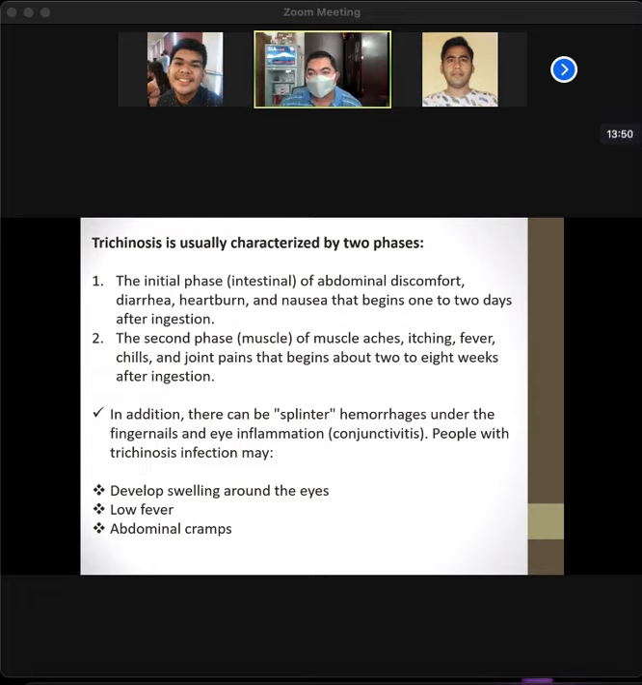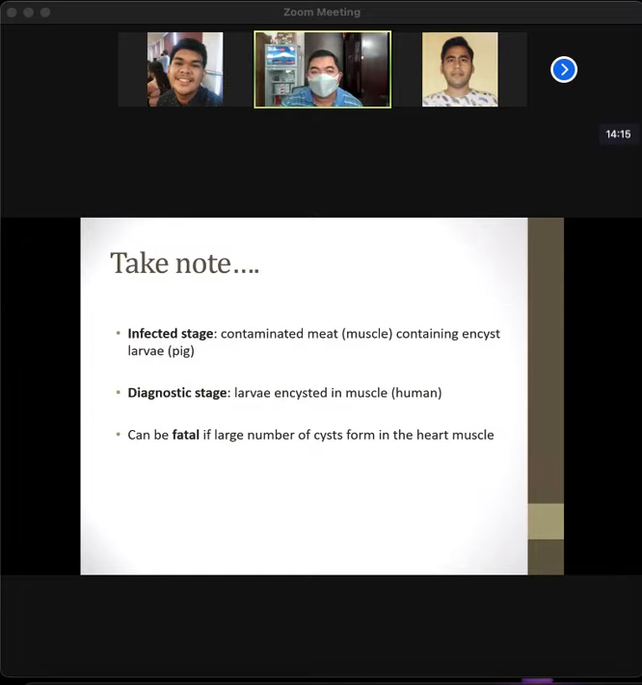Once it travels, the larvae will go to other areas. In some areas, as I mentioned here, there will be splinter hemorrhages in the nails, eyes, or some conjunctivitis. That's why sometimes the trichinosis infection can develop around the eyes. Some areas may have low-grade fever and abdominal cramps.